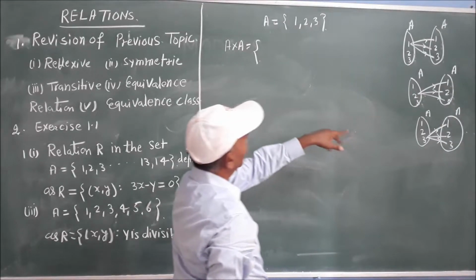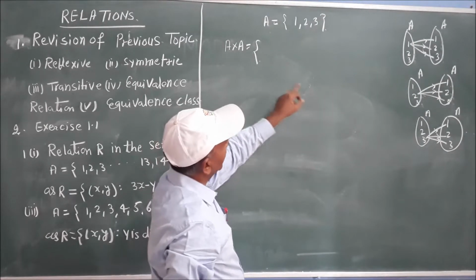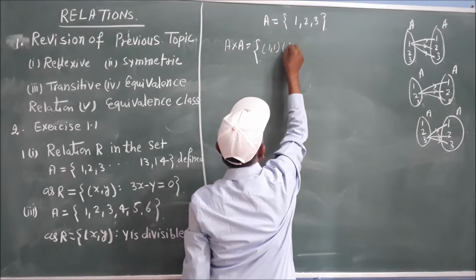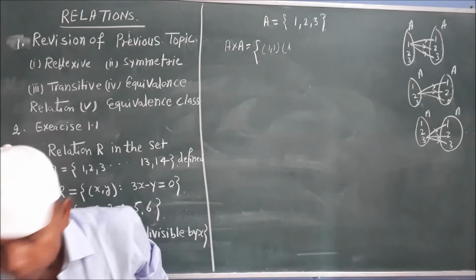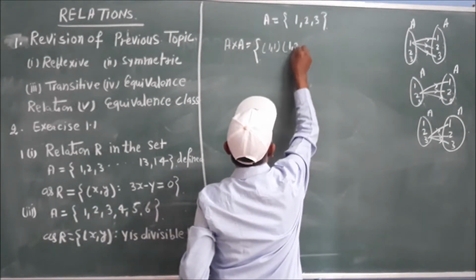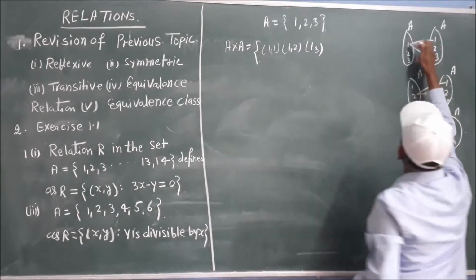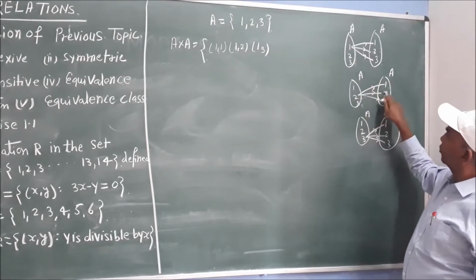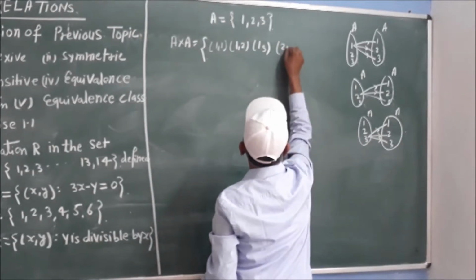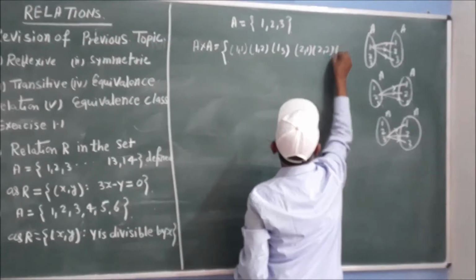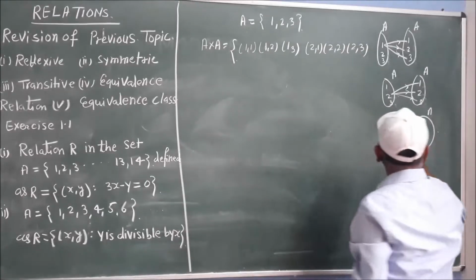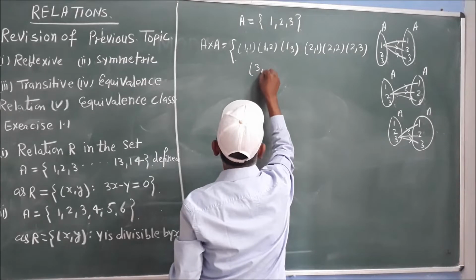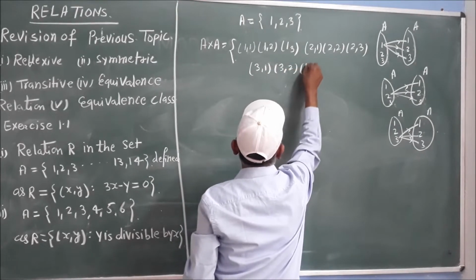So from here we can calculate the value of A cross A. We can write A cross A will be (1,1), (1,2), (1,3), and after that (2,1), (2,2), (2,3), and last is (3,1), (3,2) and (3,3).